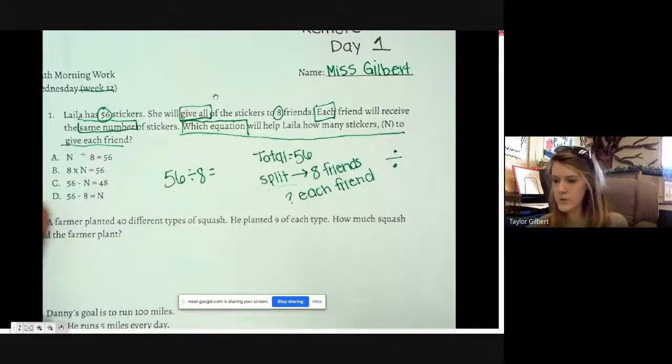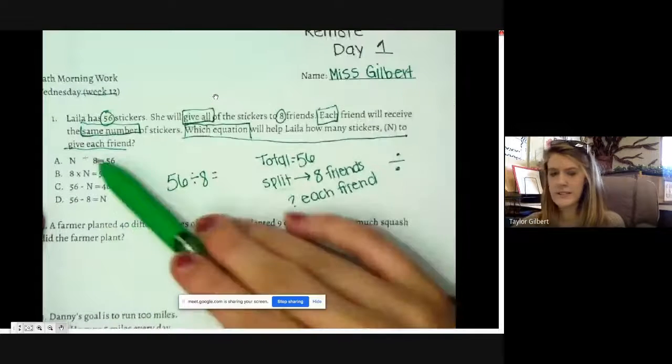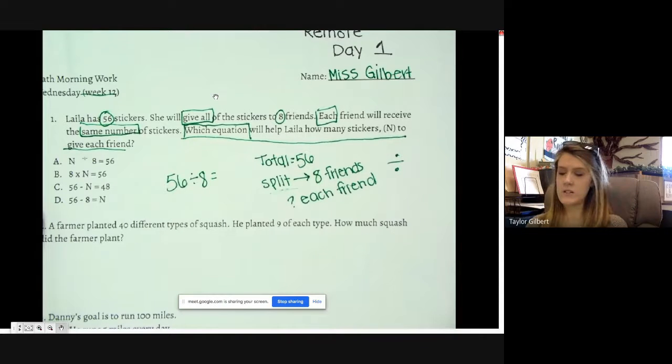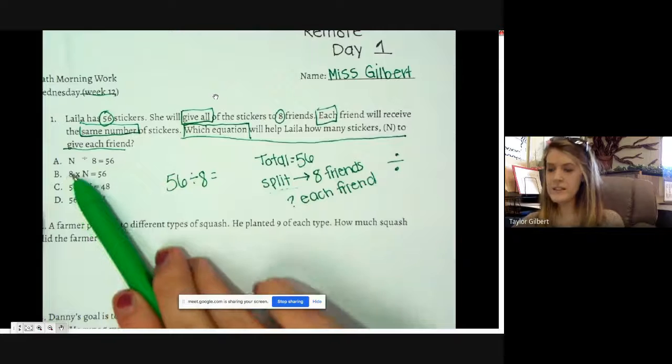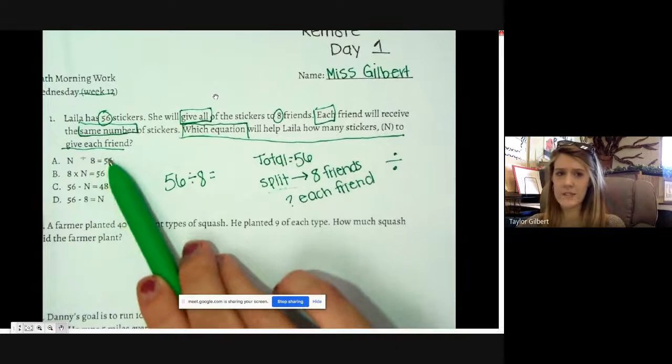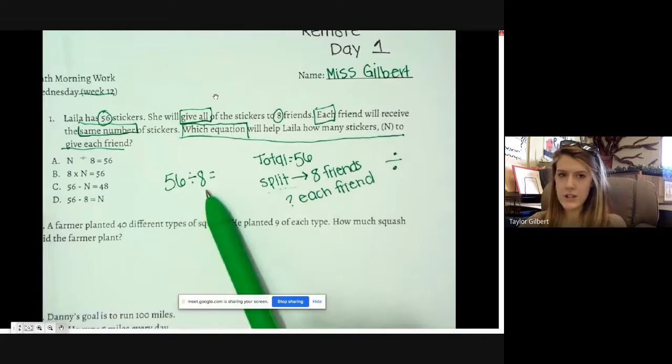Okay, well, let's see which one looks like this. You may say, Miss Gilbert, none of those look like this. Okay, so remember, these equations can be written in different ways. So let's look at the first one. N divided by 8 equals 56, meaning that we would have to multiply these numbers together. Did we multiply these numbers together? No.